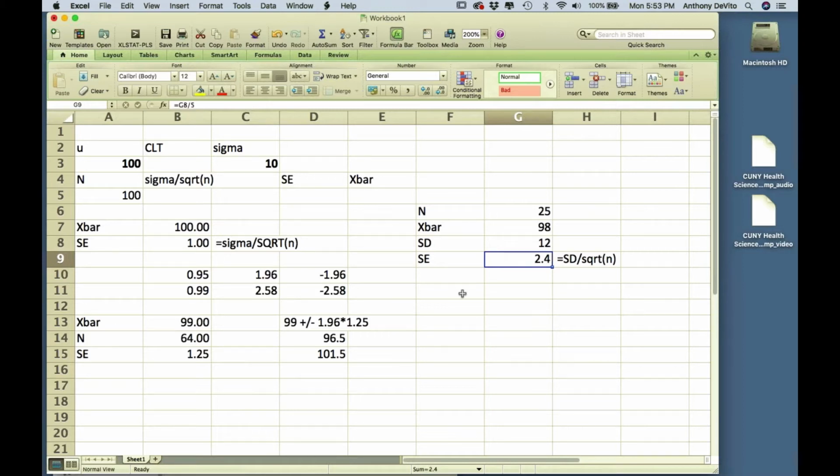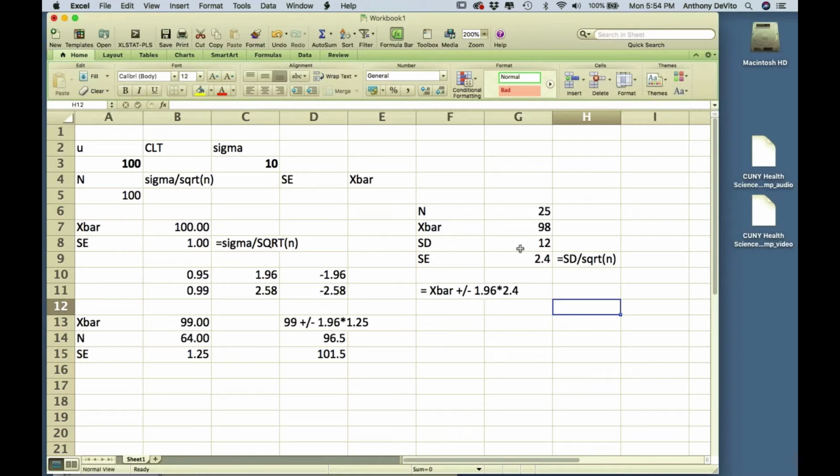So now, once again, I want to calculate my confidence interval. So now I'm going to say my confidence interval is equal to X bar, just like before, plus or minus a z-score, 1.96, times my standard error, which in this case is 2.4. Well, there's a problem here. Can anyone tell me what the problem is here with this formula?